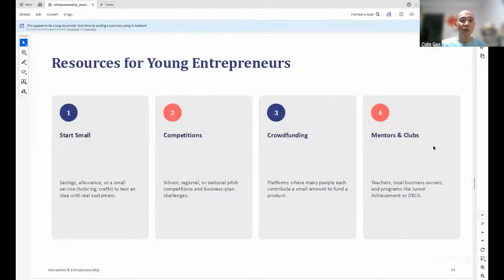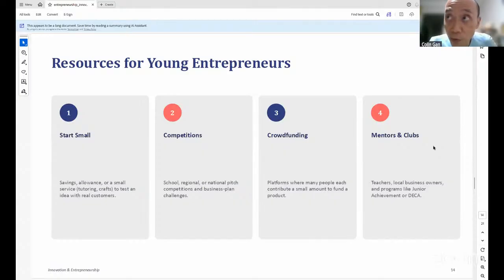Okay, so there are resources for young entrepreneurs. As I said, start small, don't be overambitious. You can bootstrap your business from your savings, from the allowances your parents gave you, or you can provide tutoring to people. You can sell crafts, and you can test your idea with real customers. And you can participate in competitions like school, regional, and national pitch competitions, and business plan challenges. And you can also pursue crowdfunding.